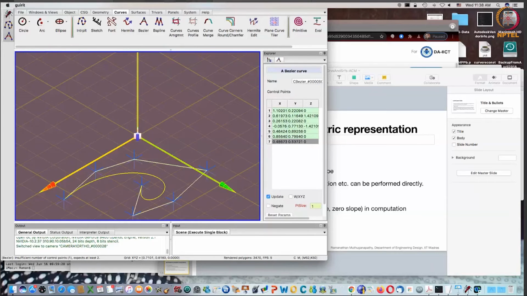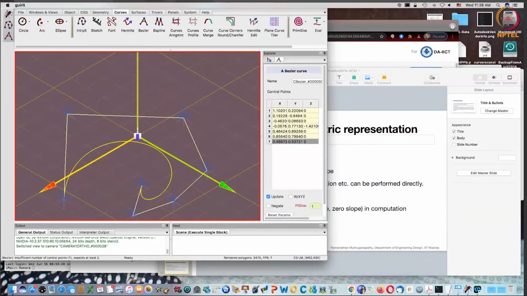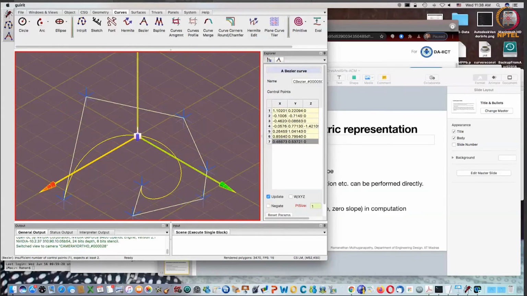Now you guys observe carefully. I'm trying to do something else. Hopefully it works. Now I'm pulling one of the points. Are you observing that? Yes, sir. Now what happens to the curve? The curve also gets pulled. But does the full curve get pulled, or only part of the curve? The part that corresponds to the point that you're pulling, sir.